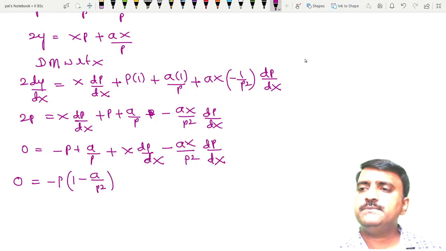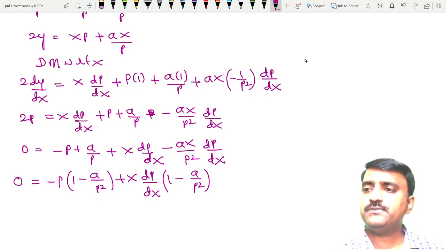Similarly here you take x into dp by dx as the common factor. So x and dp by dx come outside, remaining here is 1 minus a by p square. Again, you take 1 minus a by p square as the common factor. So remaining here is minus p plus x into dp by dx.